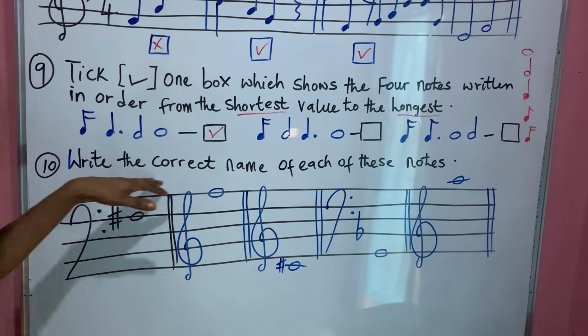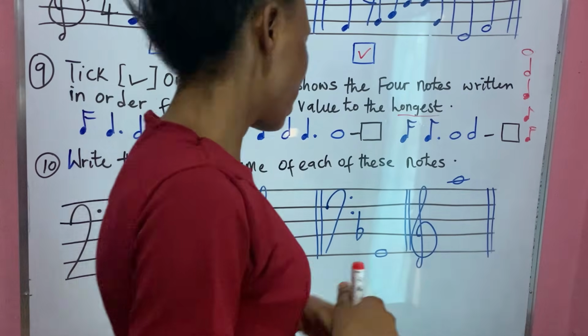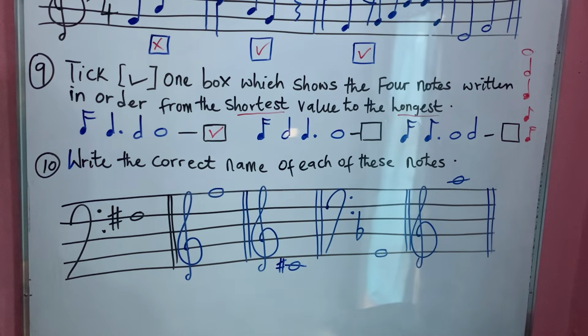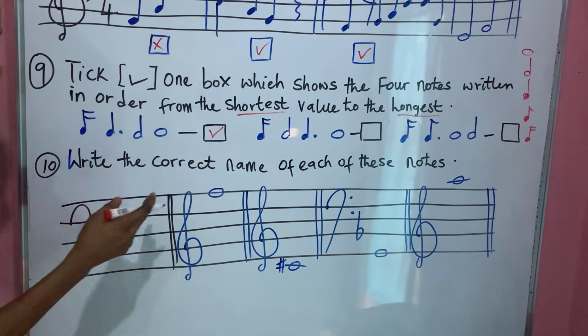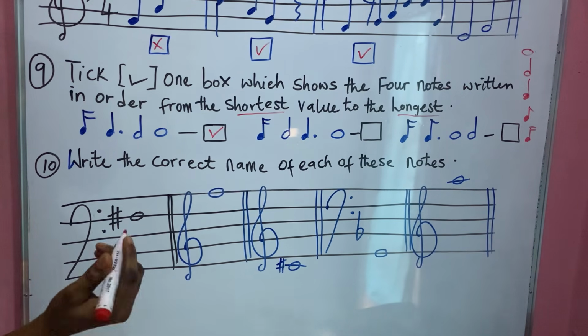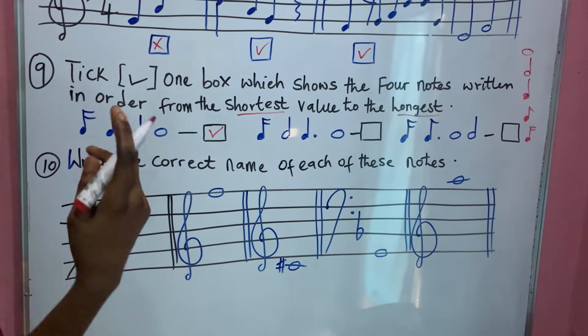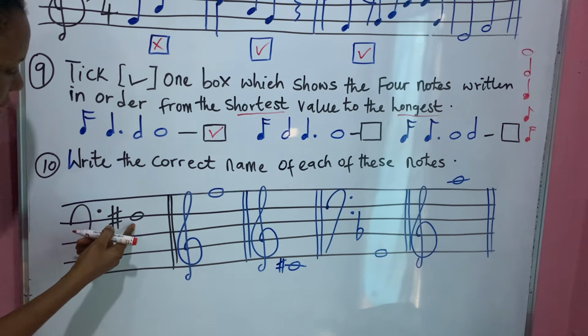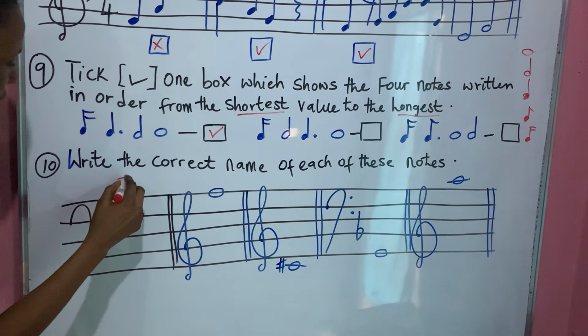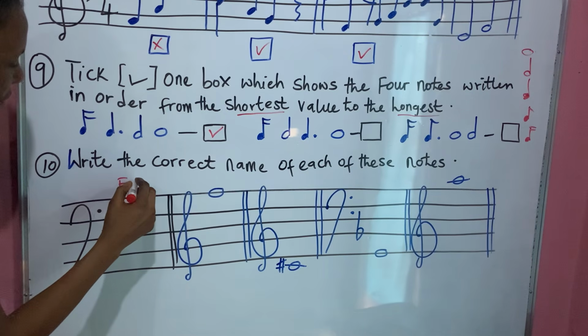Then number 10, write the correct name of each of these notes. Okay, let's see. What's the correct name? That's what you're asked now, the names of lines and spaces, adding the accidentals. So this is F sharp. So the answer to this one is F sharp.